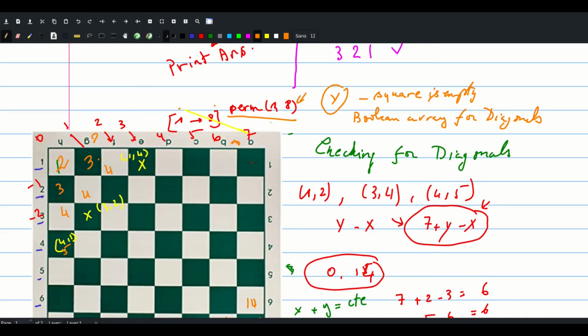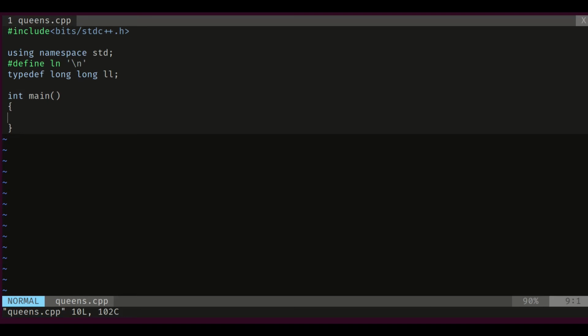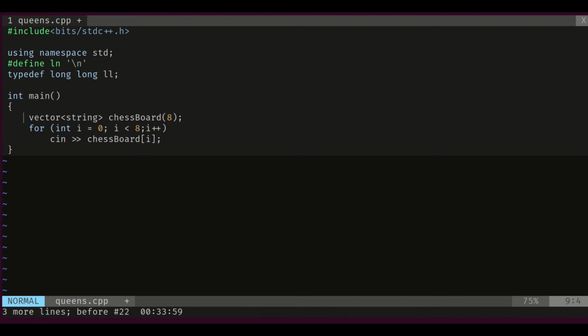So let's take a look at the code. So this is our code. We'll start by reading our input. So let's call our vector of strings chessboard. It will have 8 rows, and for each row we just read a string that represents the whole row. Then we declare our variable count that will keep count of the valid arrangements.